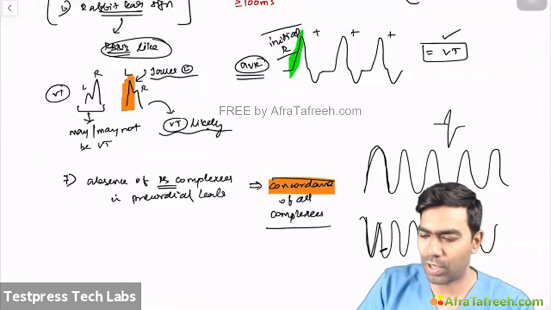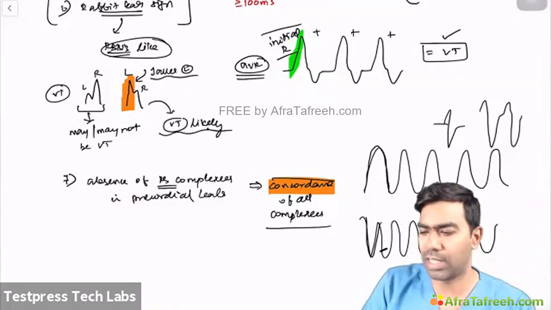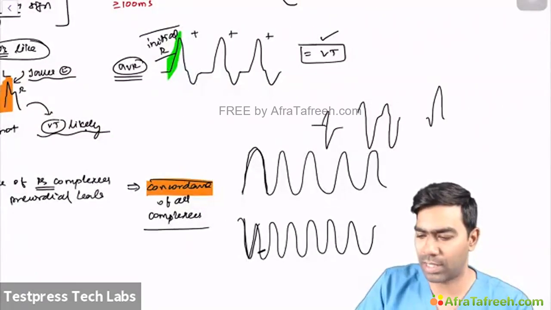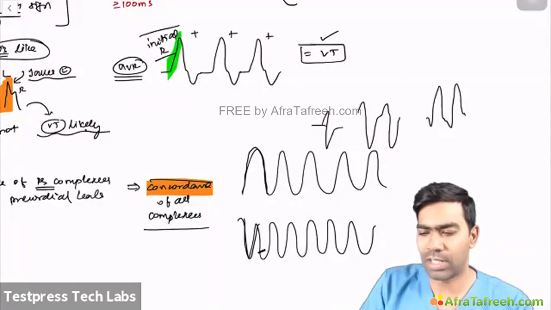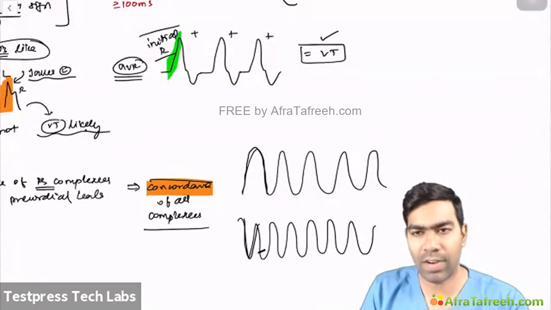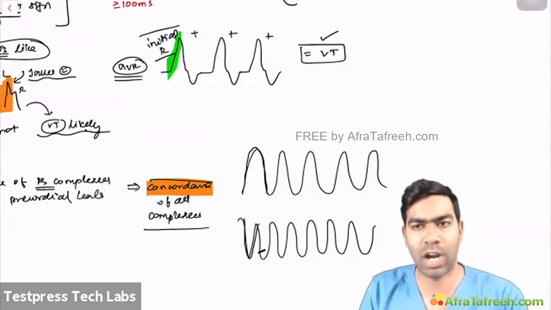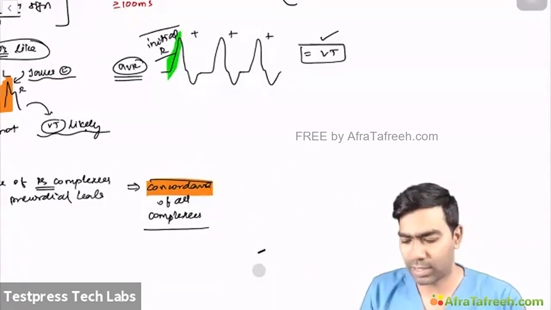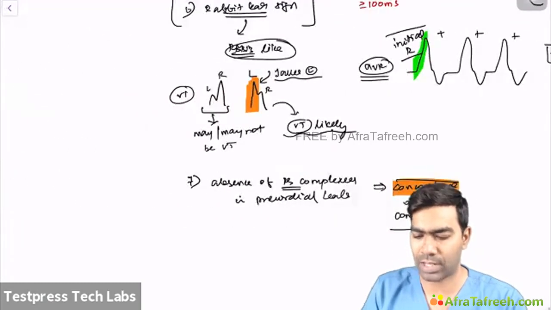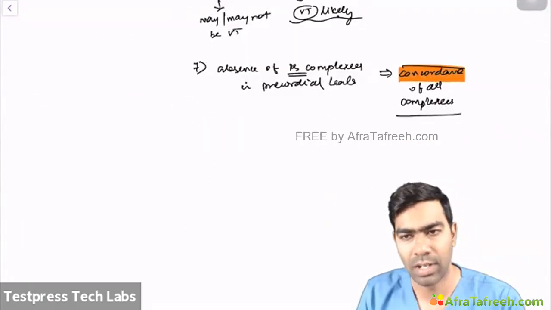So this is what we call an RS. Or if the patient has something like this, in this you can find an RS, not a problem. Or the patient is having something like this, then this is a QR complex. So this and all will not come under this. But if you can't find which is R and which is S, you can't really differentiate. This is called concordance, and this is a very important sign of ventricular tachycardia. So that's concordance, absence of RS complexes in all precordial leads.